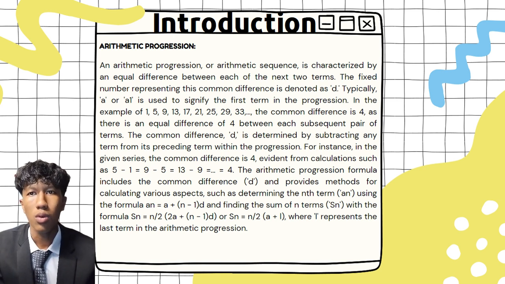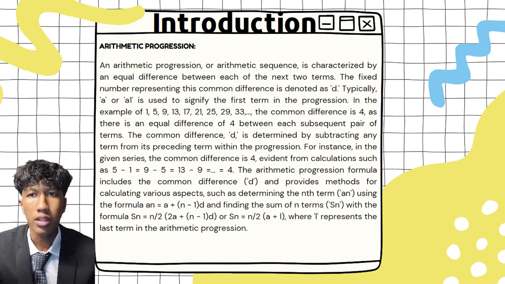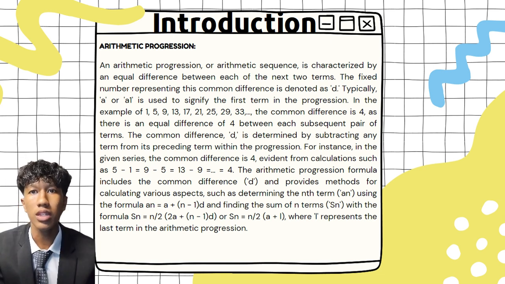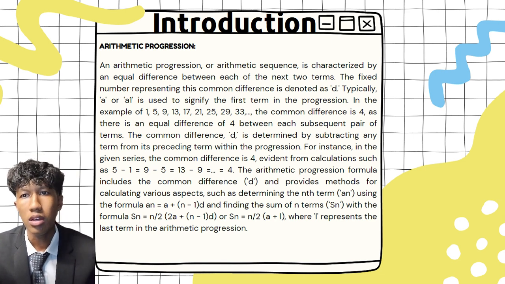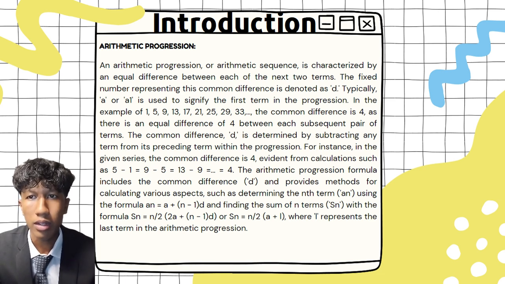In the example of 1, 5, 9, 13, 17, 21, 25, 29, 33, and so on, the common difference is 4, as there is an equal difference of 4 between each subsequent pair of terms. The common difference d is determined by subtracting any term from its preceding term within the progression. For instance, in the given series, the common difference is 4, evident from calculations such as 5 minus 1 equals 4, 9 minus 5 equals 4.